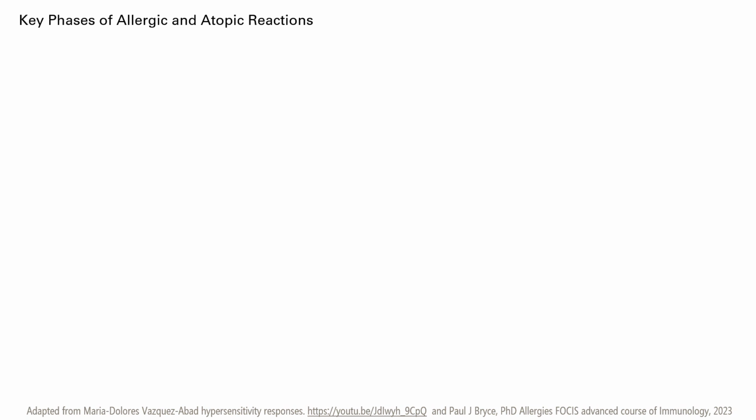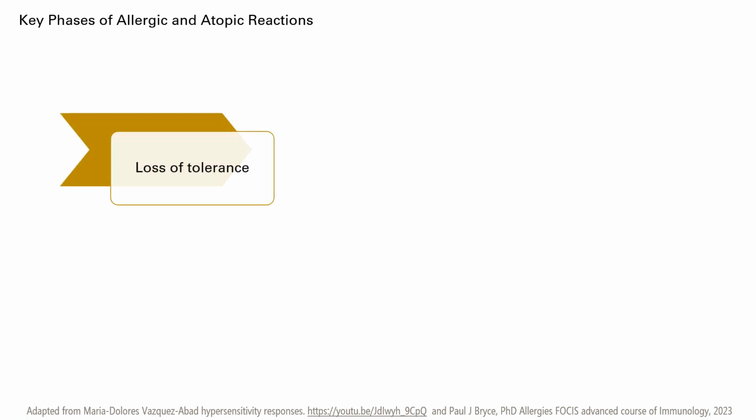Let's take a look at the key phases that we need to have to mount an allergic or atopic response. The first is loss of tolerance. What does this mean? Well, normally our cells will not be reacting to peanuts or to pollens.